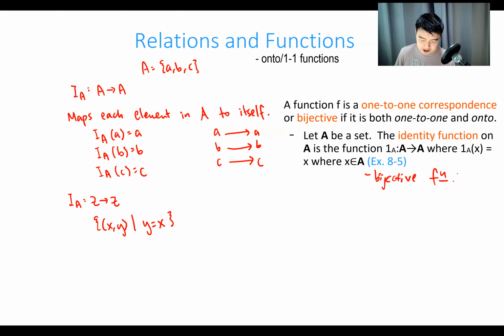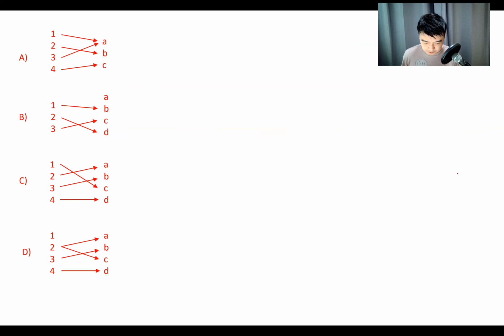Okay, it's always a bijective function. All right. So the last thing I want to talk about in this subsection before I end off this video for today is just to do a few examples just to make sure that we understand the definitions of one-to-one and onto. And we're going to pick up from this point in our next video.